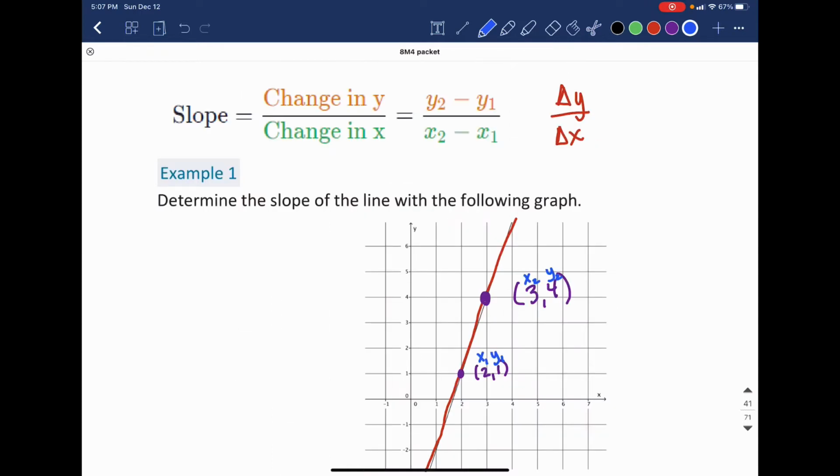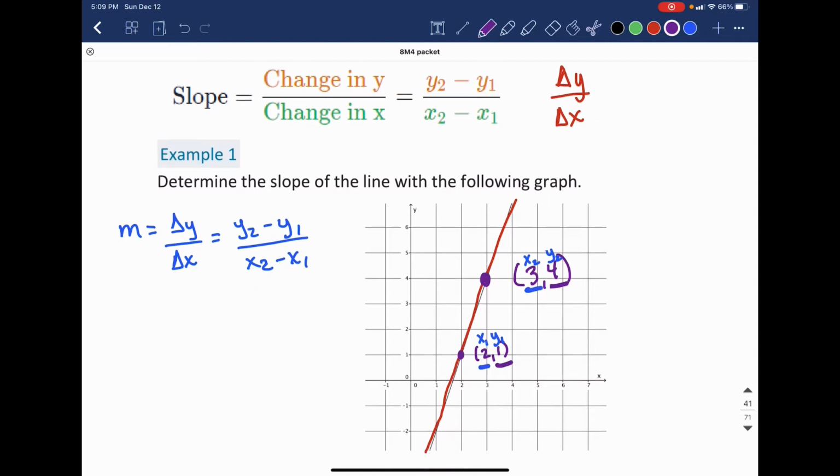So using the formula, I want to subtract the y values and then subtract the x values and then divide the two. So slope equals delta y, the change in y over the change in x. That's very important. So we have y2 minus y1 over x2 minus x1. I need you to write that. I'm going to plug my points in. My y2 is 4 minus my y1, which is 1, over my x2, which is 3, minus my x1, which is 2. So that gives me 3 over 1.